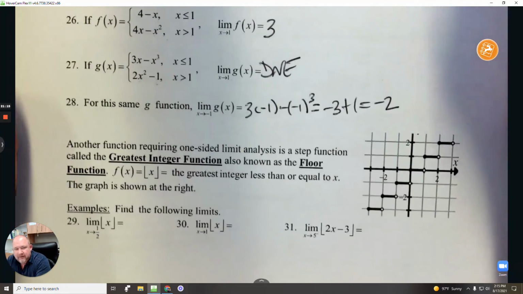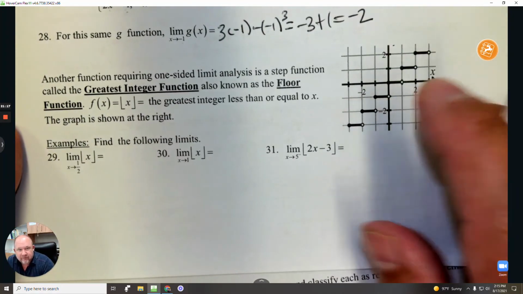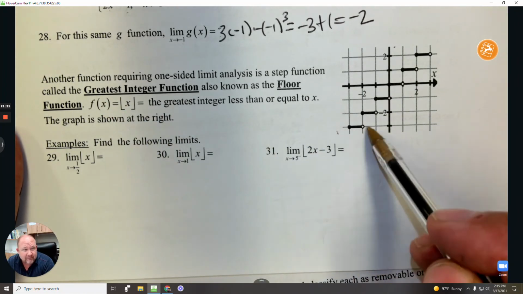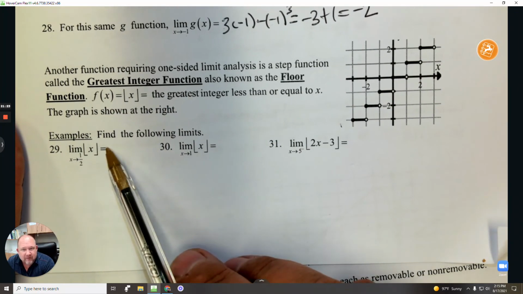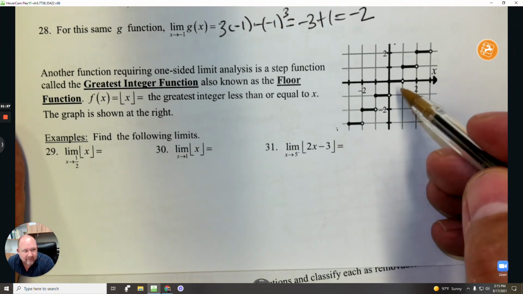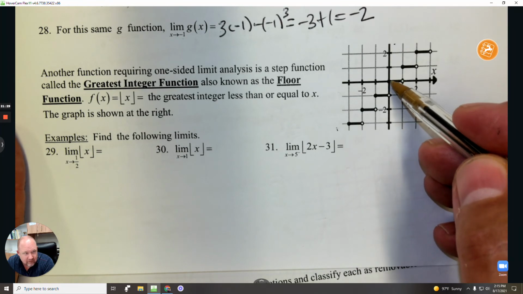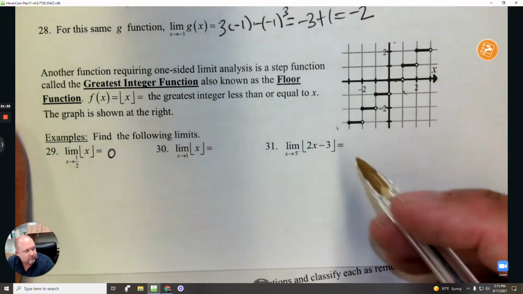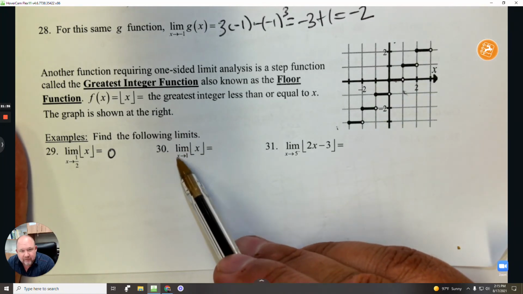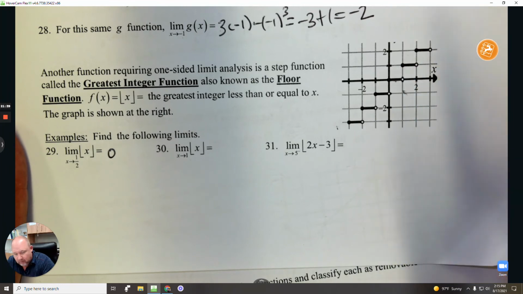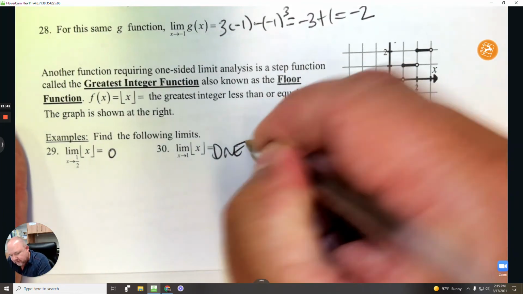One of my favorite functions, a step function, sometimes called a floor function, or a greatest integer function. Here are my steps. It says find the following limits using this. As x approaches 1/2. Well, that's in the middle, and the y value there in the middle is 0. The limit as x approaches 1. If I look at 1, there's a jump at 1, so therefore it doesn't exist.